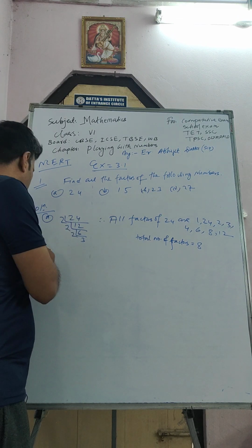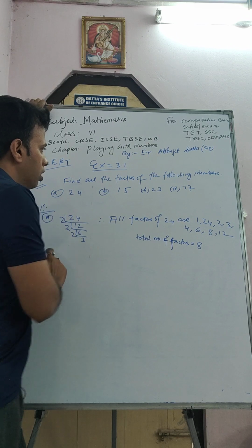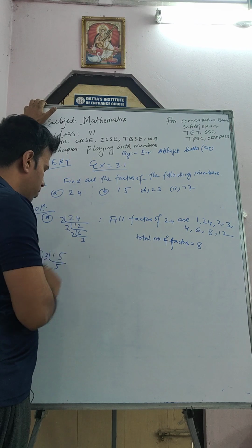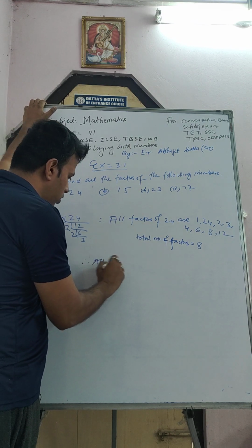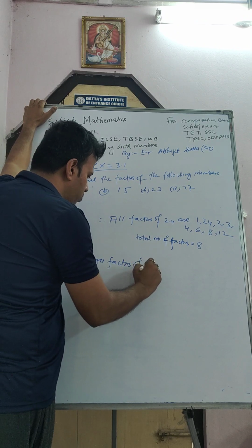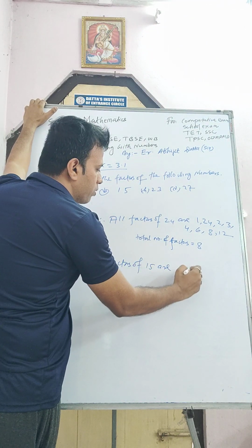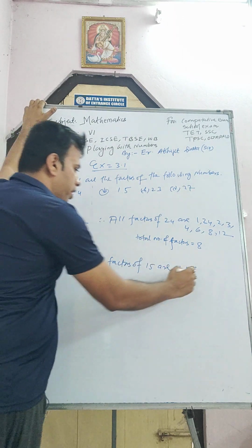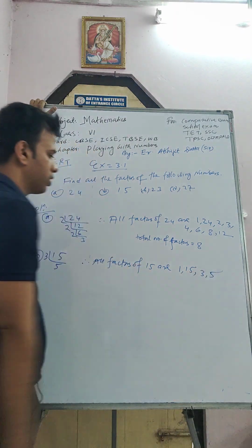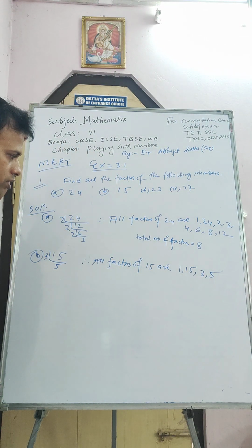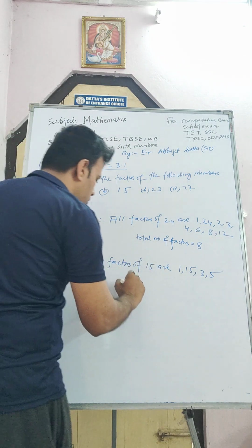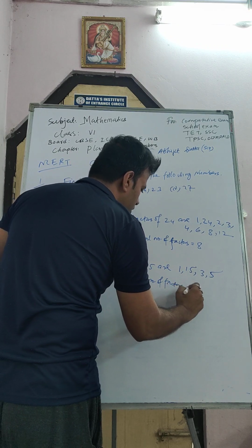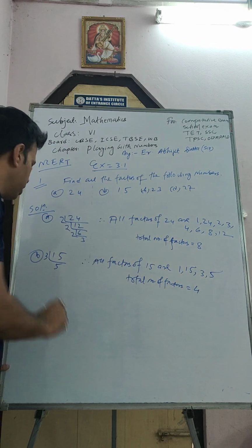Now from B, that is 15. If you divide 15 by 3, we get 5. So all factors of 15 are what? 1 and 15 are common for all numbers, that is 1, and the number itself. Another is 3 and another is 5. Nothing else is there. So the total number of factors is 4.